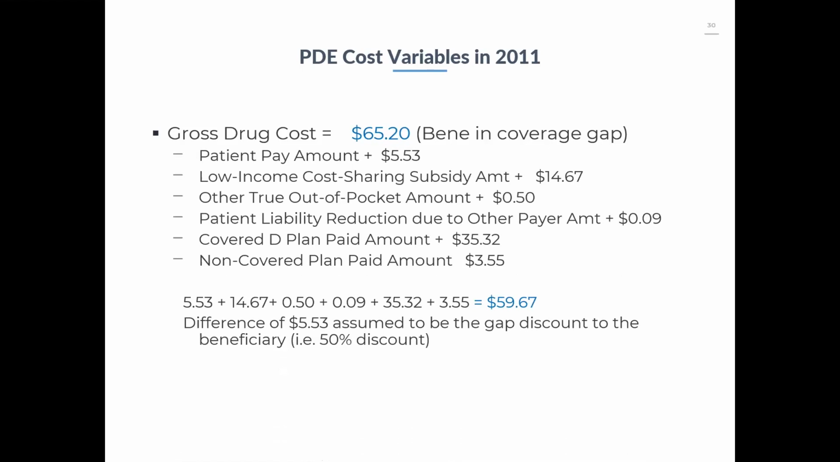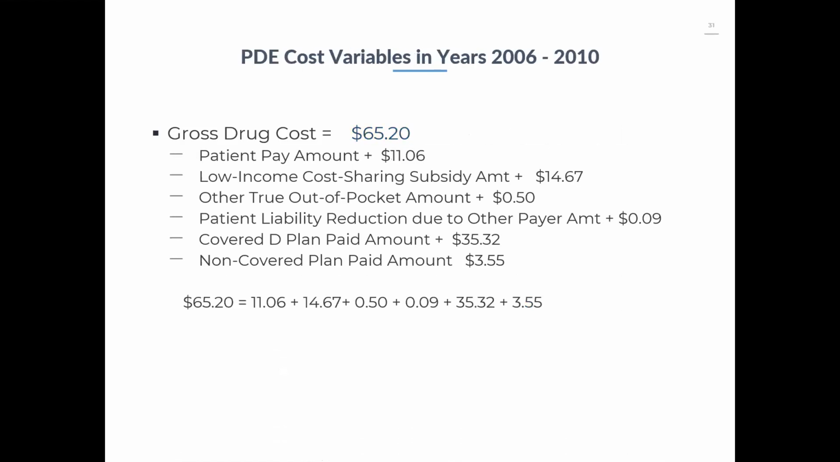That's for 2011 data only. If you're using data from 2006 to 2010, there was no gap discount. So it's simply summing the 6 components you see here, which should equal the gross drug cost value.